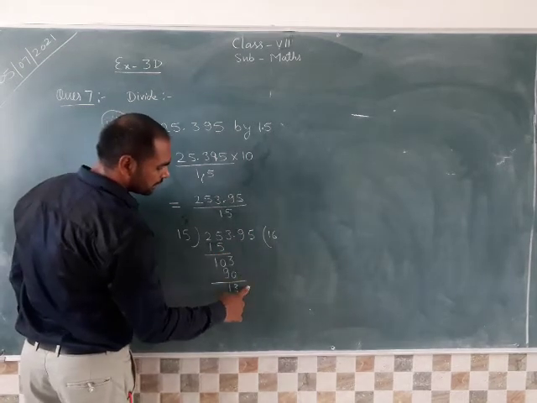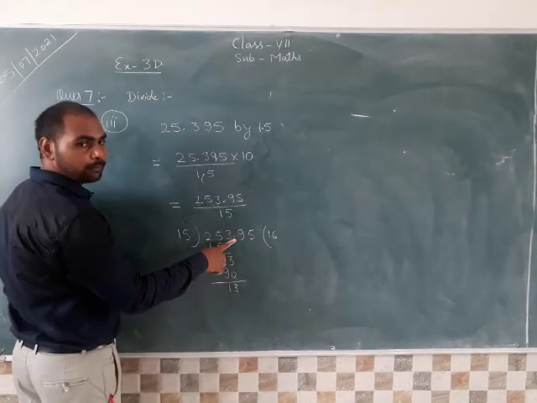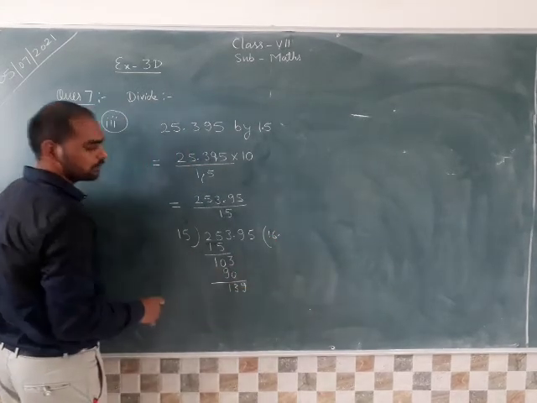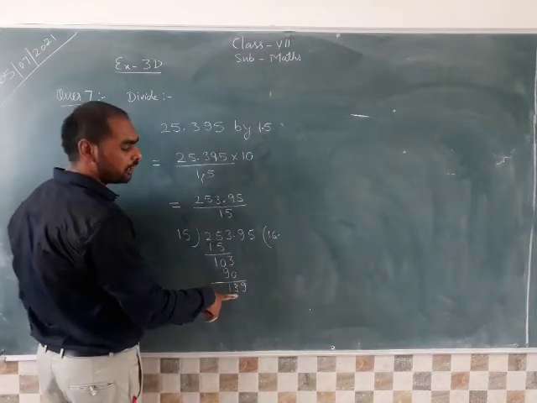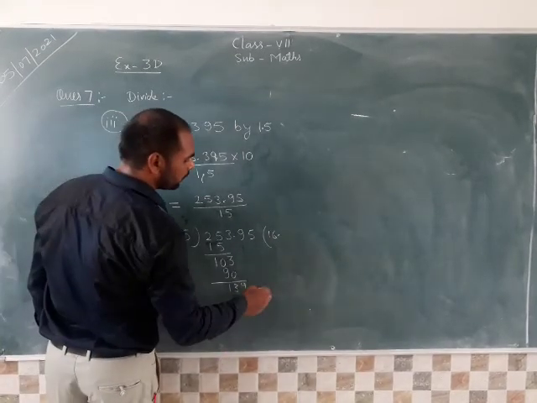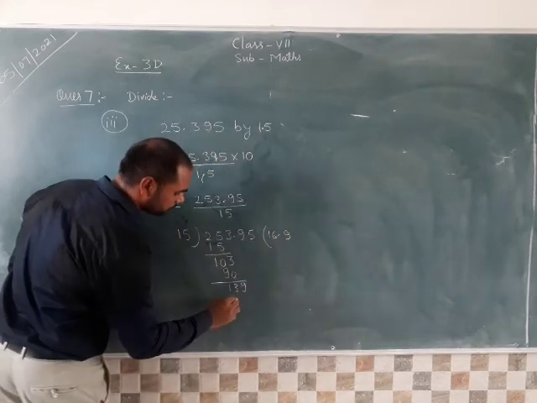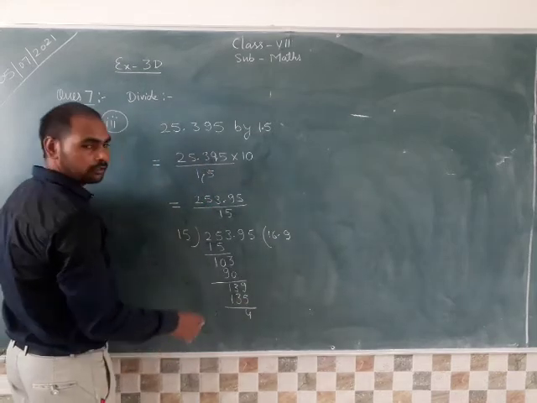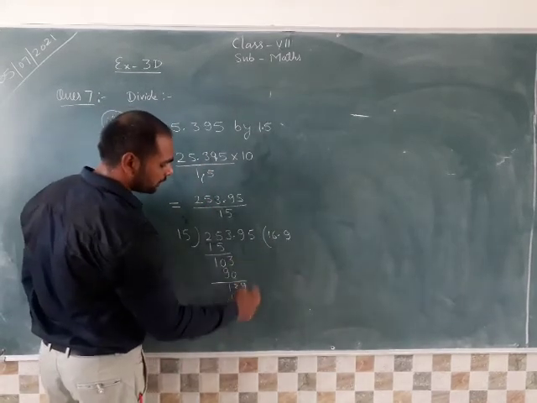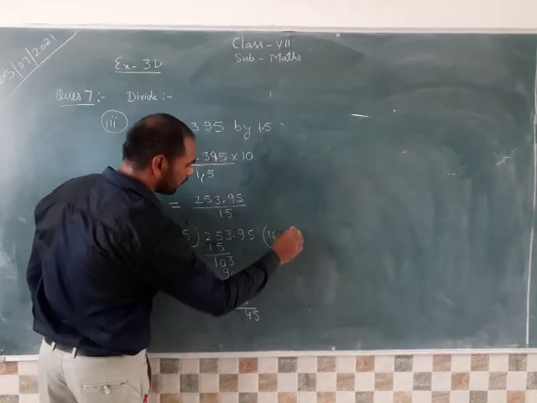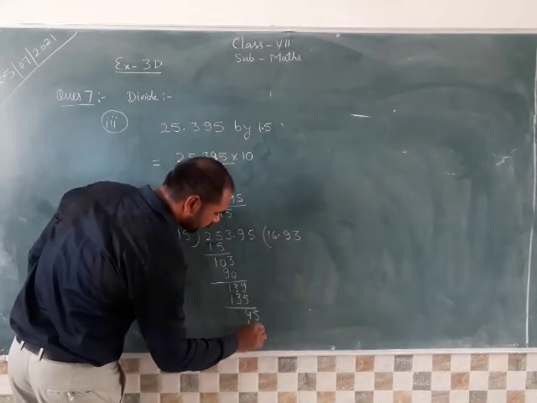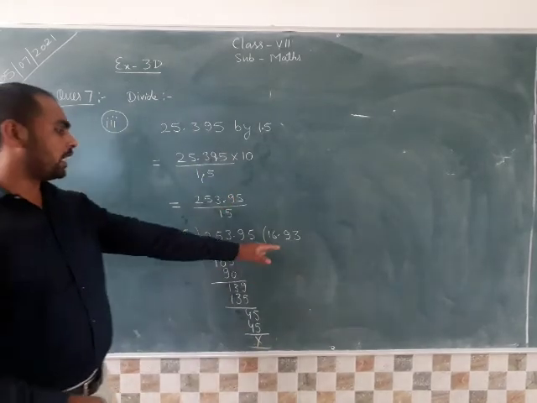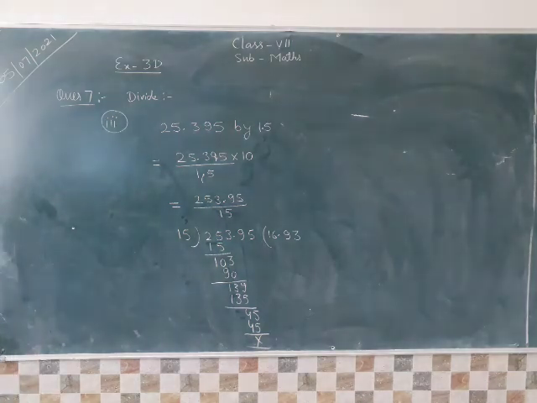Now we will take 9 as carry, but before 9 there is a point, so we will mark the point in the quotient and take 9 as carry. Now it becomes 139. We know that 15 9 are 135. When we subtract, we get 4 as remainder. Now take 5 as carry, and we know that 15 3 is 45. When we subtract 45 from 45, we get 0. So our answer is 16.95.